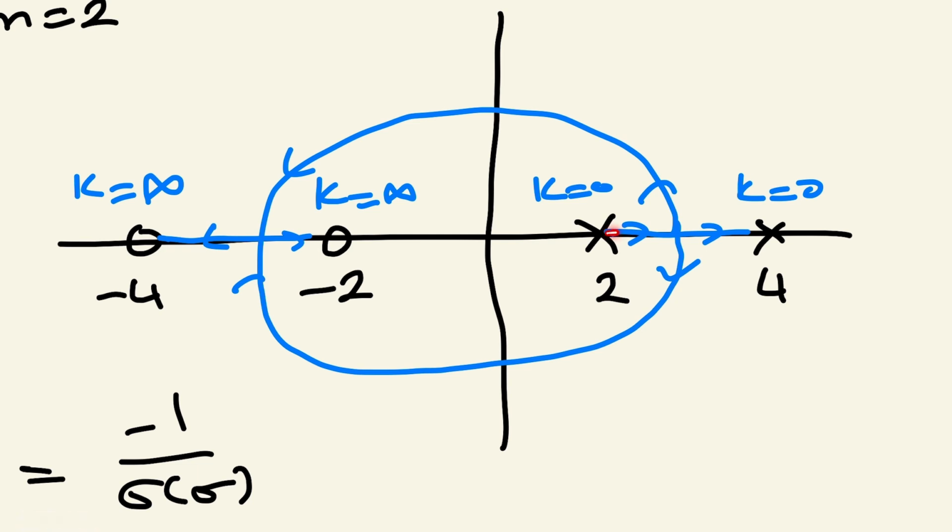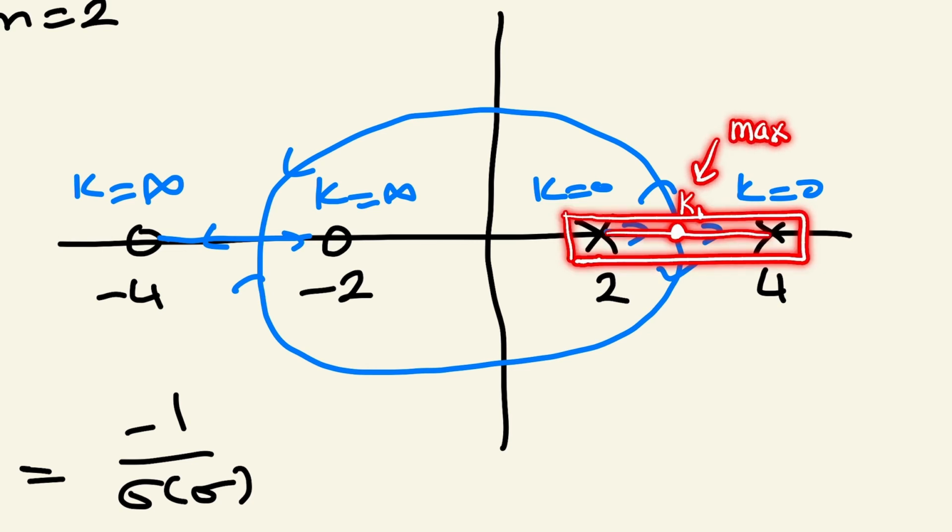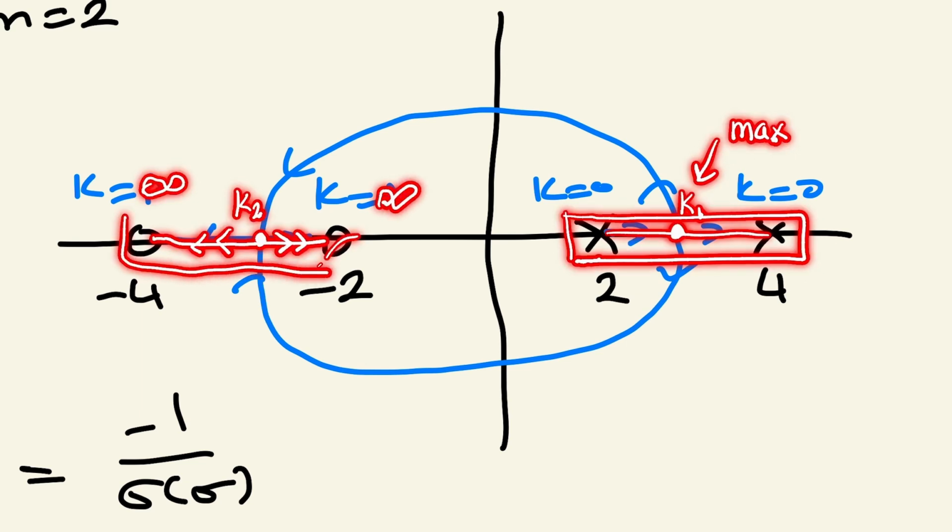Increase k from 0 to some value. Likewise here, this value, let's say k1, is the maximum value of gain k on this local real axis interval. So this is the maximum of this interval. Likewise, this gain k, let's say k2, is the minimum, because as you increase it further, you converge to k equals infinity. So on this local real axis interval, k2 is the minimum.